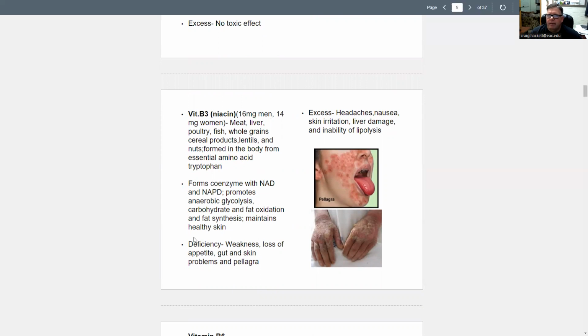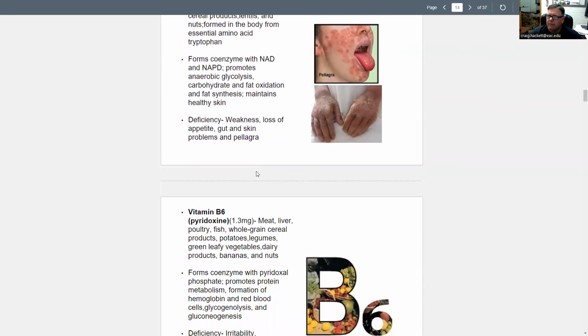It also is a main helper in healthy skin. Pellagra is one of the conditions that you can get. This is a breakdown of the skin because of the lack of niacin. There are some toxic effects to niacin, but you'd have to take a lot of it to get that toxic effect.